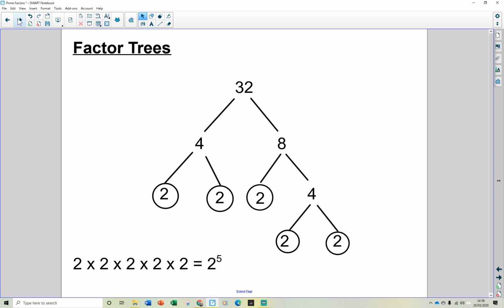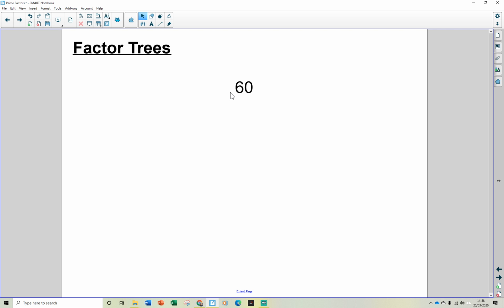Okay, one more example, and then I'm going to set you a few problems to try. Let's have a go at 60. So 60, I need a pair of factors for 60. Think about what you would choose. I'm going to go with 6 times 10. That was the first one that sprung to mind. I could have gone for 2 times 30 and I would have had a prime number already, but I've chosen 6 times 10. I'm going to stick with it.